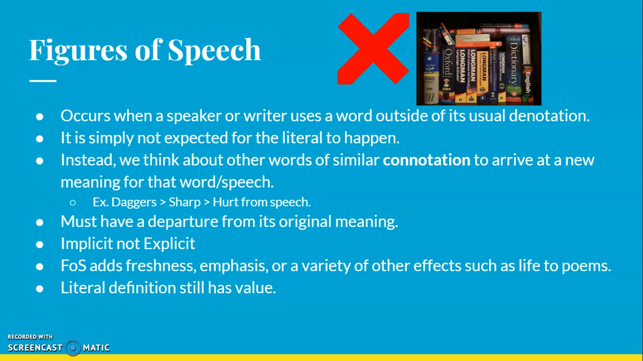So it's something that changes the original meaning to something else. Instead, we think about other words of similar connotation to arrive at a new meaning for that word. Going back to the example earlier, daggers, which means sharp, which could mean hurts from speech. So figures of speech must have a departure from their original meaning. It's implicit, not explicit. They don't tell you specifically that it's a figure of speech. That's important. Figures of speech add freshness, emphasis, or a variety of other effects, such as life to poems.